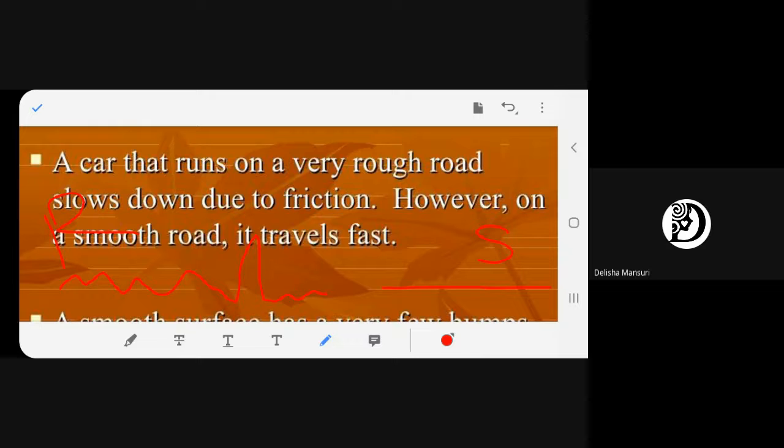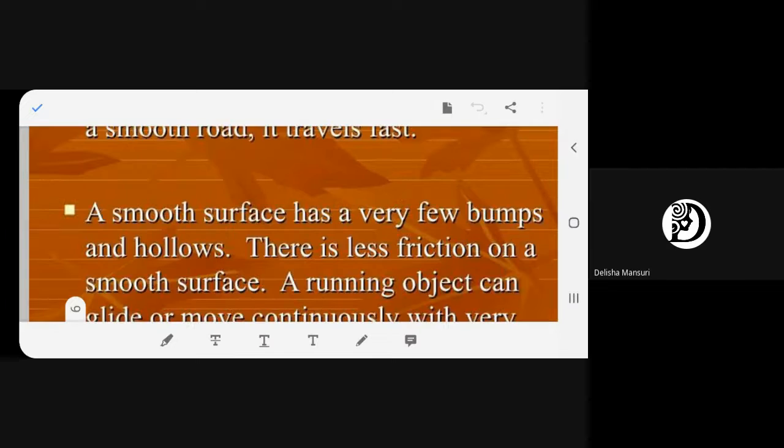On smooth road, it travels fast because the friction is very less, minimum. There's no obstruction. You can see the speed of the car, 170 kilometer per hour, more than 100 kilometer per hour. Why? Because the friction is less, so the car moves very fast. Simple? Okay, here we go.